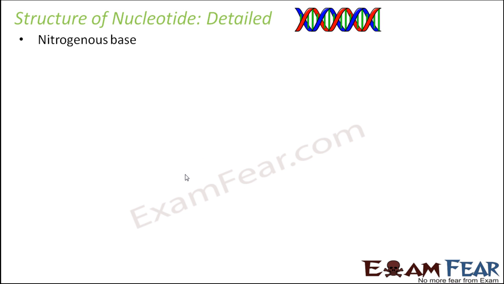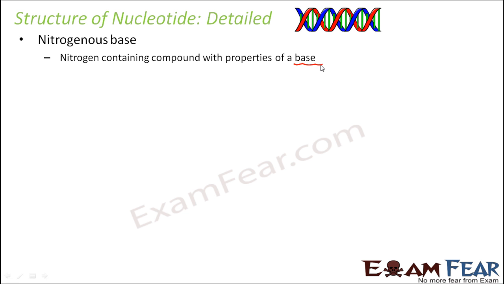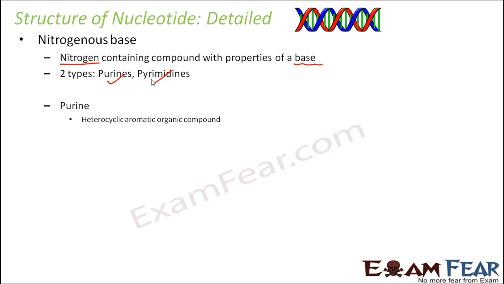Let us look at the third component, that is the nitrogenous base. It is a nitrogen containing compound with properties of a base. Obviously it is a base, so it will have the properties of a base. Nitrogenous because it contains nitrogen. There are two types of nitrogenous base, purines and pyrimidines. Let us see what is a purine and what is a pyrimidine. First we'll talk about purine. It is a heterocyclic aromatic organic compound.